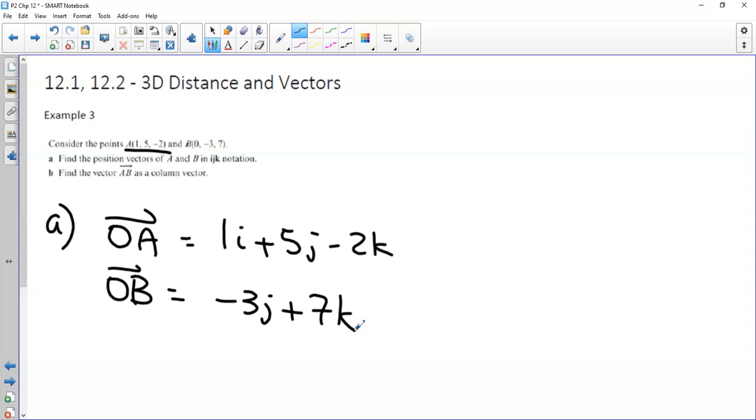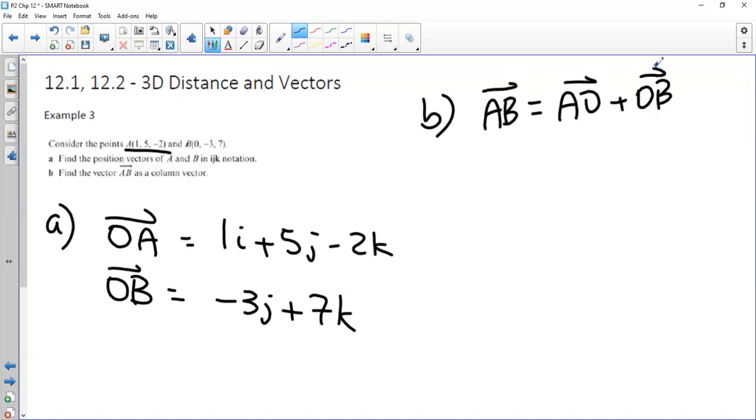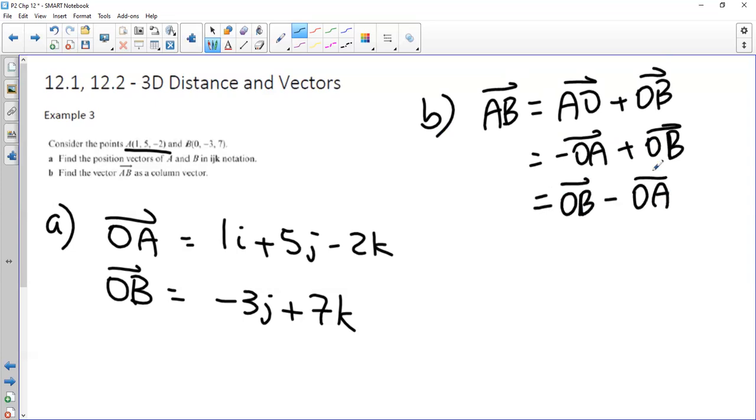Part B, find the vector AB as a column vector. To find the vector AB, the shortcut is to do B minus A. Do the second letter, take away the first letter. Well, why, if you wonder? I can rewrite AB as AO plus OB, which is the same as negative OA plus OB, which is the same as OB minus OA. Well, ignore it. We know AB is the same as B minus A.